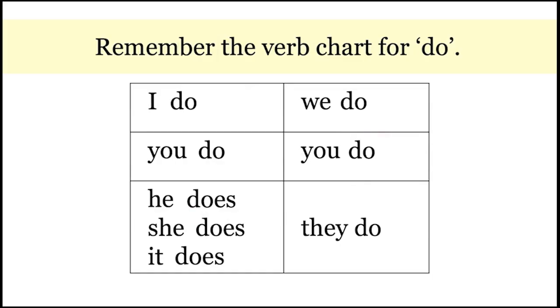Remember the verb chart for do. These are the same forms we use to form questions. There are two forms, do and does. And you have to think these are used to form questions. They don't mean the same as the verb do or does as a main verb. Let's look at some examples.